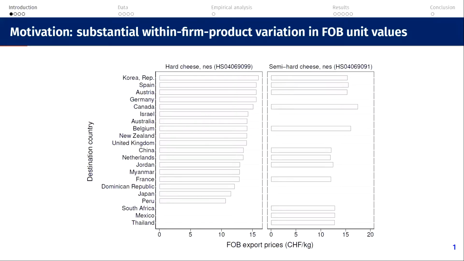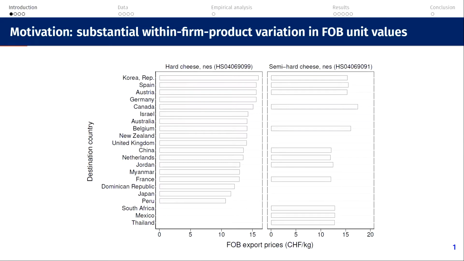So what's the motivation of my research? This picture depicts basically what I'm trying to study. What we see here is substantial within-firm variation in unit values. This is one Swiss firm that produces hard cheese, and the same firm also produces semi-hard cheese. And we see that they charge different export prices to different markets for the same product. This is an 8-digit level commodity, and these are FOB prices, so transport costs are not included.